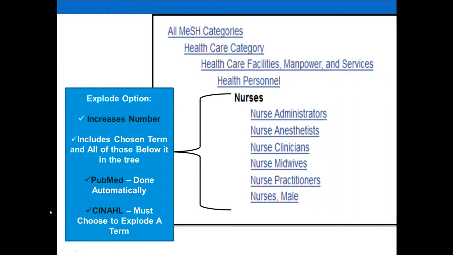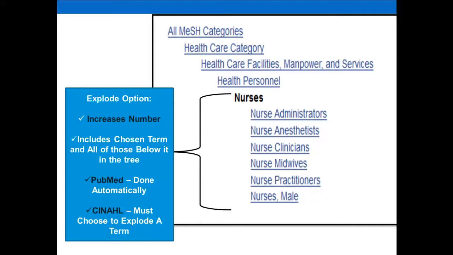Because what exploding does in a database is it forces the database to not only look for your designated subject heading, like in this case nurses, but it will also search the subject heading field for any of the more specific terms that fall below it in the tree. So in other words, it would not only look for nurses, but nurse administrators, nurse clinicians, nurse practitioners. It would look for all of these to increase the number of articles you get.